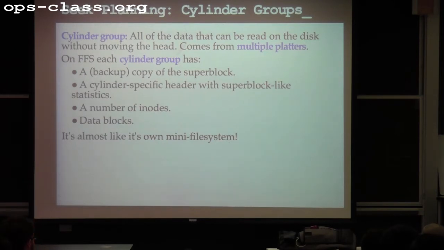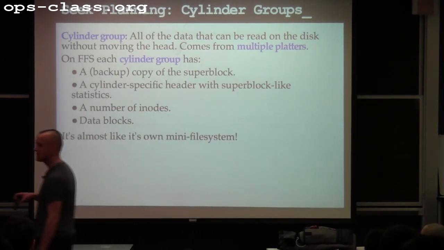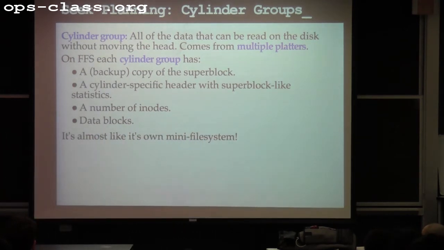Given this design, what else would FFS probably want to do to improve performance? So now I'm in this nice place where potentially all the data for a single file, the inode and the data blocks associated with the file, are located in one cylinder group, meaning that they're all pretty close together. What else would I want to do to optimize performance?